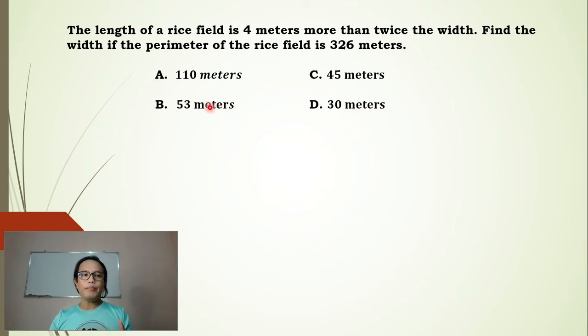Now, since the problem mentions about the length, the width, and perimeter, this goes to follow that the rice field is rectangular in shape. So if this is rectangular in shape, of course, we need to use the formula in finding the perimeter of a rectangle. We are told to find the width of the rice field. So how to do this?